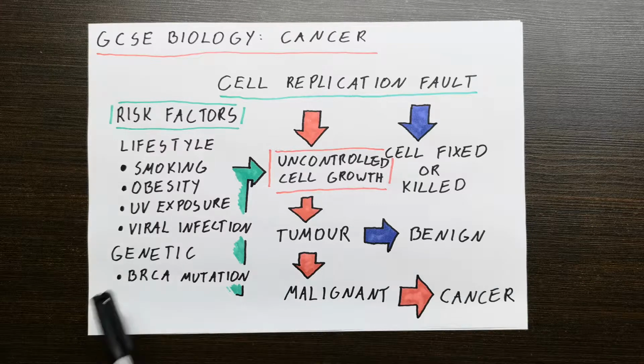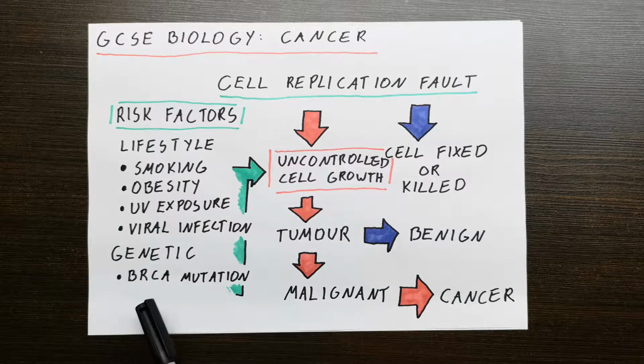And we also have genetic causes, the genetic risk factors, I mean. So these are genes that predispose somebody to cancer. They may not cause it directly, but they increase a risk of somebody having cancer. One such mutation is the BRCA gene mutation, which is involved in breast cancer.